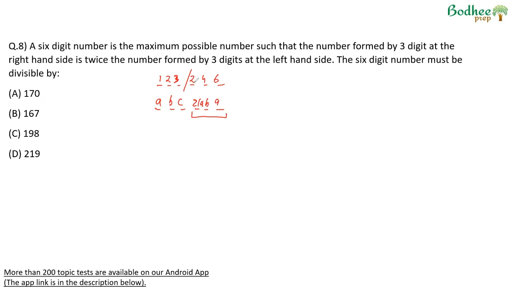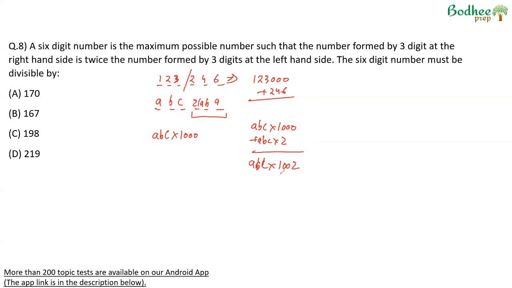Or the other approach could be that the first three digits' value will be ABC into 1000. Basically this is nothing but 123,000 plus 246. So this can be written as ABC into 1000 plus ABC into 2. So the total value will be nothing but ABC into 1002. Now ABC could take any values, but 1002 is a part of this number for sure.